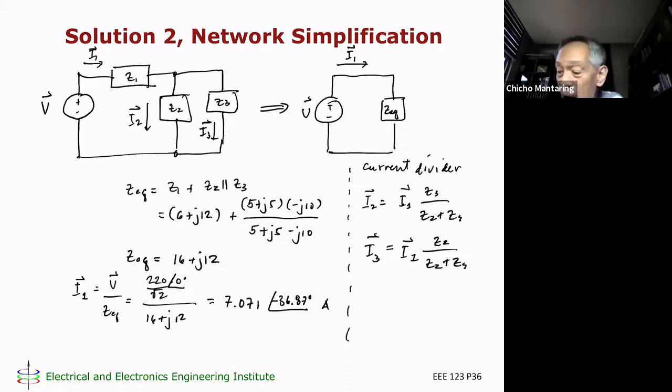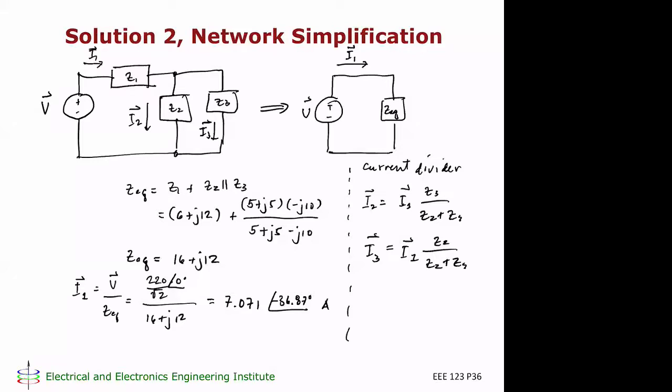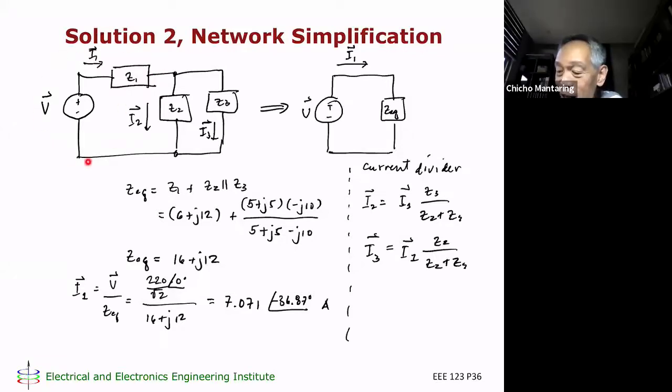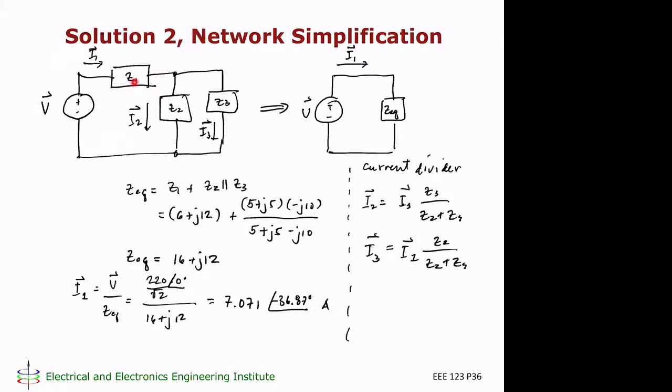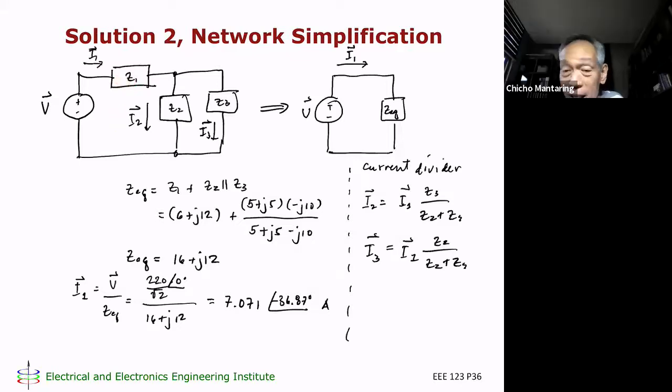And then I can solve for I1 by just adding I2 plus I3. Di ba? Pwede yun? Yes po, sir. Convert ko to current source. Ano magiging current source equivalent nito? Yung current ko is V over Z1, tapos in parallel with that would be Z1.